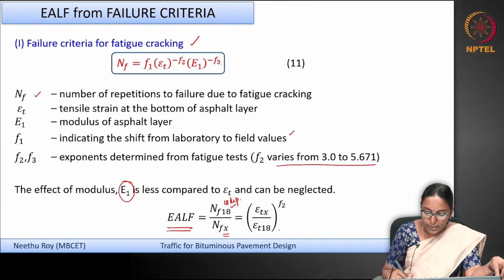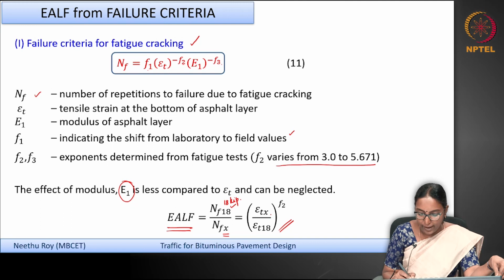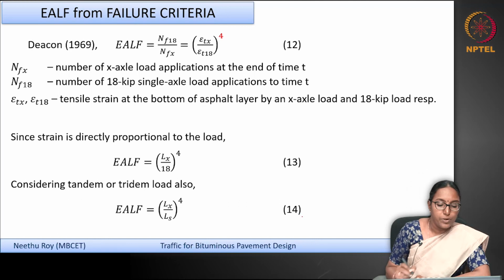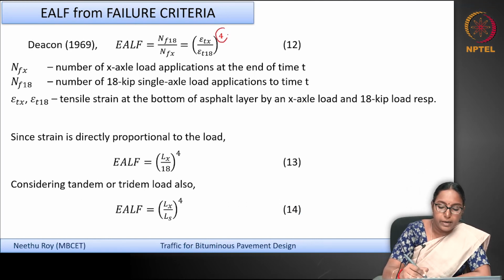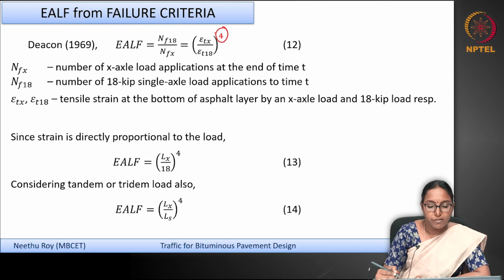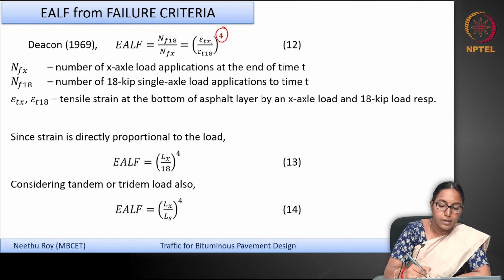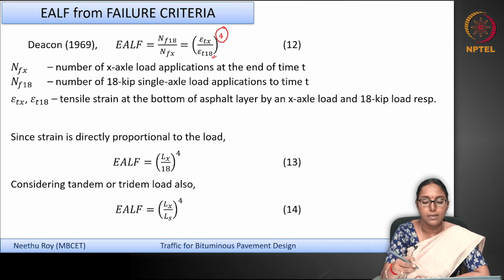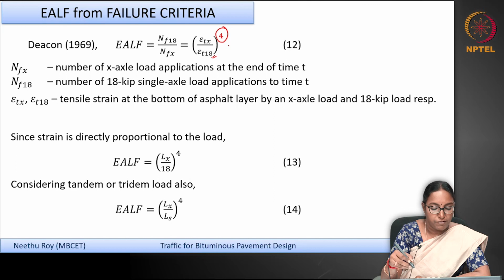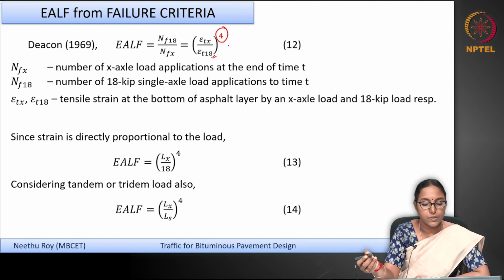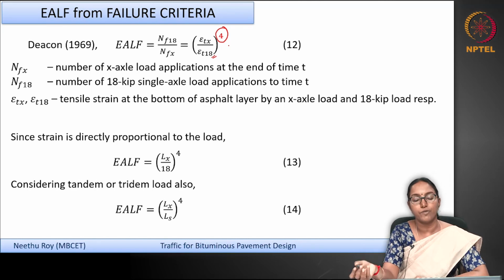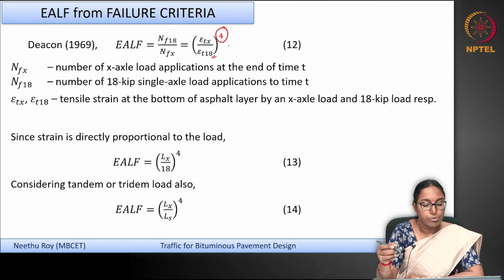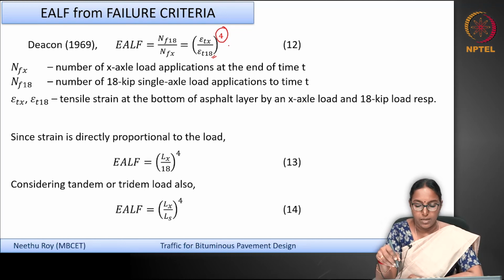You can write this expression as EALF equals epsilon T of X, the vehicle, divided by epsilon T of the standard axle, which is epsilon T 18, raised to F2. Now, Deacon has given a value of F2 equal to 4, so that EALF can be defined as the tensile strain of the axle in question divided by the tensile strain due to an 18 kip axle, raised to 4. NFX and NF18 are, as already discussed, the number of repetitions to failure due to an X-axle load application and due to an 18 kilopounds single axle load application during a time T.